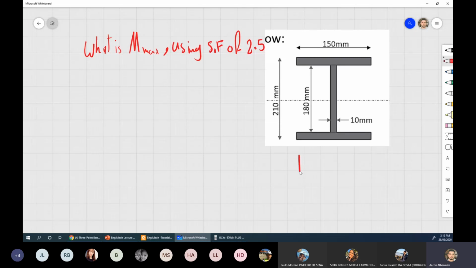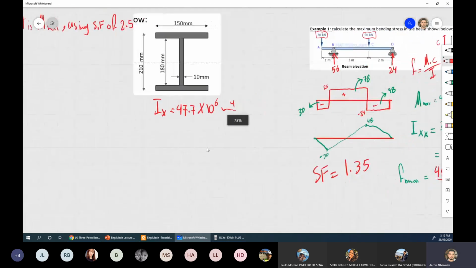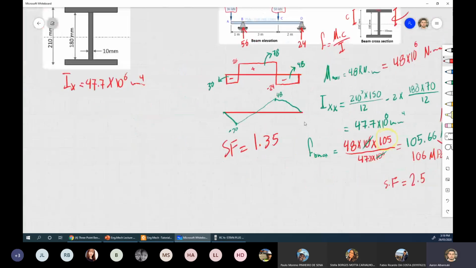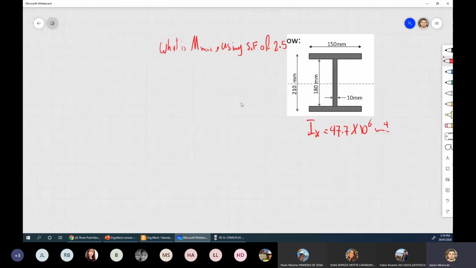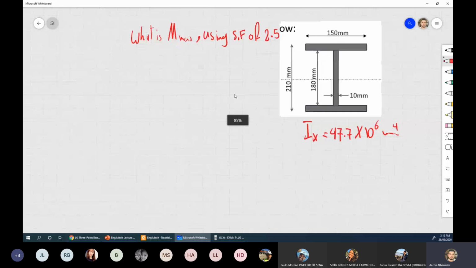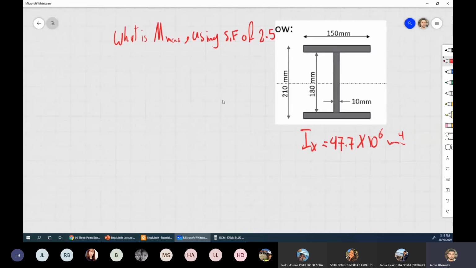If you know this, we agreed Ix for this beam equals 47.7, I think it was, times 10 to the power of 6. We'll check that number. Yeah, 47.7. So if I come to you with this inquiry, what would you be able to tell me for a safe moment? What is the safe moment I can apply on this beam?